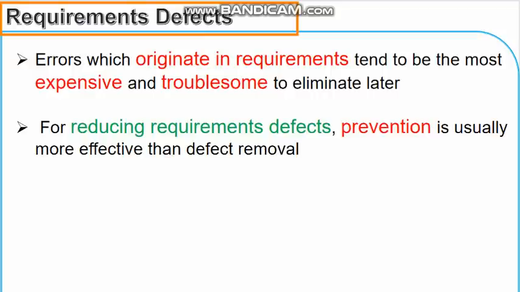Next, errors which originate in requirements tend to be the most expensive and troublesome to eliminate later. For reducing requirements defects, prevention is usually more effective than defect removal.